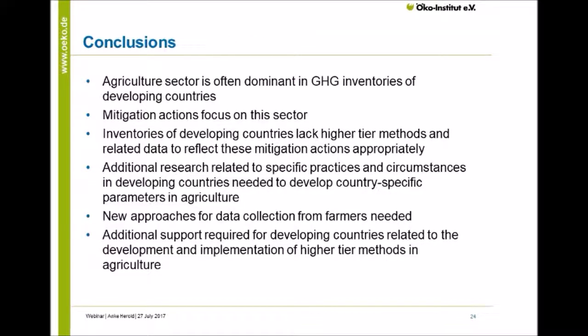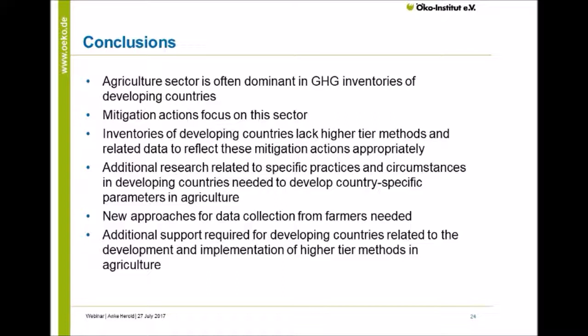So to conclude this presentation, as Daniel has shown in the introductory slides, the agriculture sector is a dominant sector in many greenhouse gas inventories of developing countries, and therefore often mitigation actions also, but frequently inventories lack higher tier methods and related data to reflect these mitigation actions appropriately. And it is important that additional research related to specific practices and circumstances in developing countries is implemented and supported to develop country-specific parameters in agriculture.